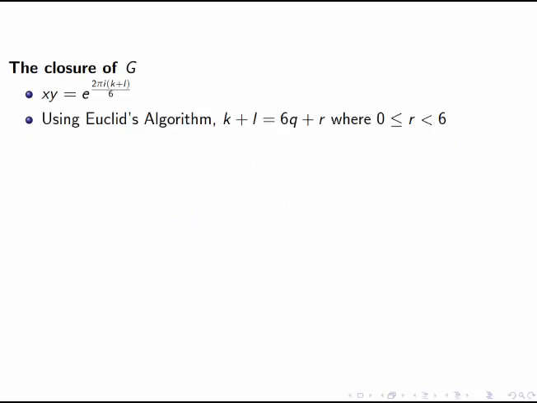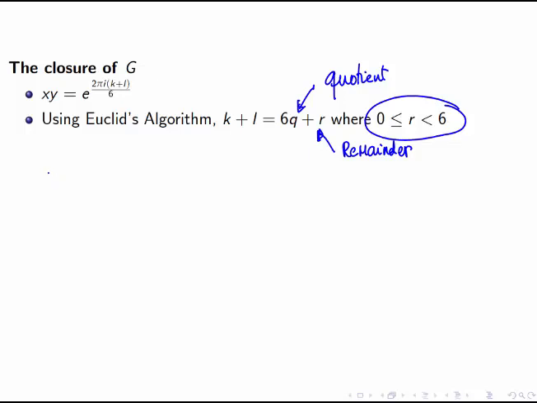To show the closure, to show that x times y is in fact an element of G, let's apply Euclid's algorithm to k plus l. So if you take k plus l and divide that by 6, we have q as a quotient and r as our remainder. And clearly the remainder has to be between 0 and 6. It has to be strictly smaller than 6. So what we'll do next is write xy as e^(2πi/6) with k plus l now being 6q plus r.